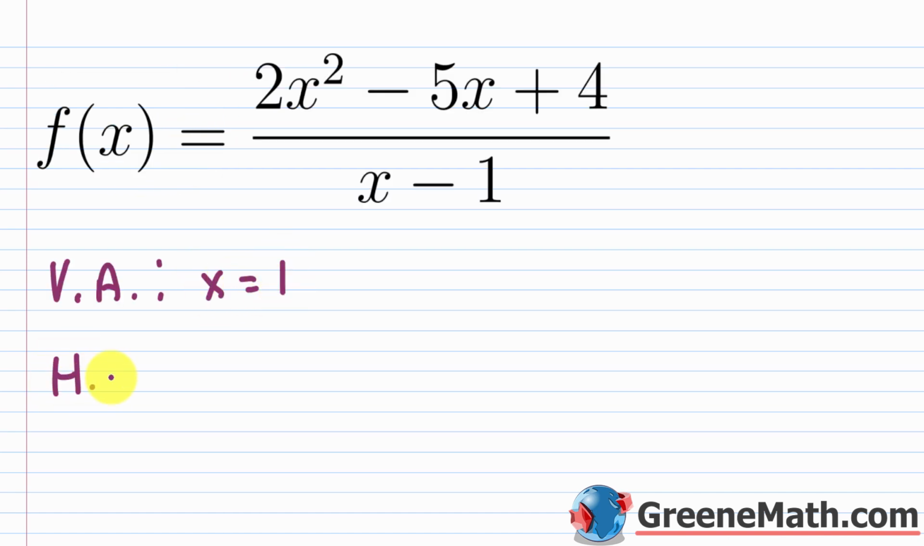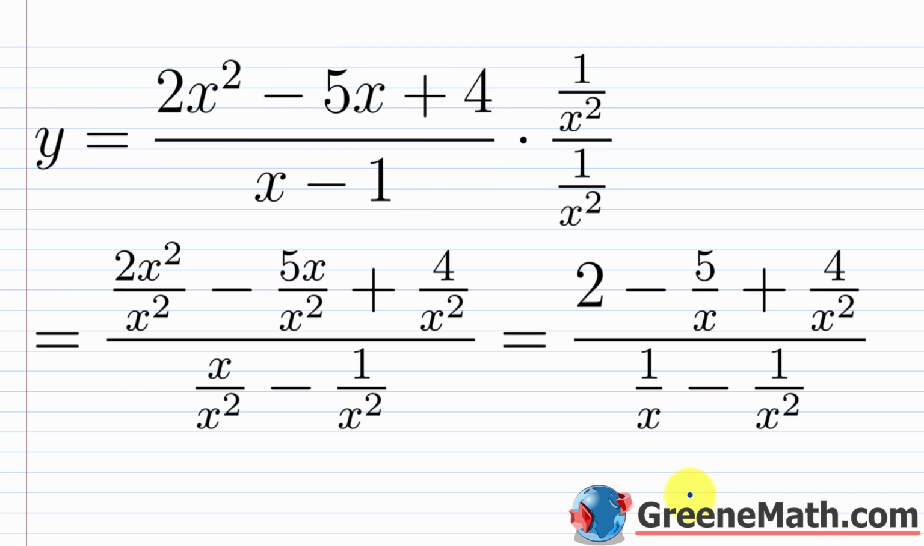For the horizontal asymptote, the degree in the numerator, which is 2, is greater than the degree in the denominator, which is 1. When that happens, you will not have a horizontal asymptote. You can just say that there's none. When it's exactly one more, you're going to have a slant asymptote. I'm going to show you that in a moment. For right now, let me just show you why we can say there's no horizontal asymptote.